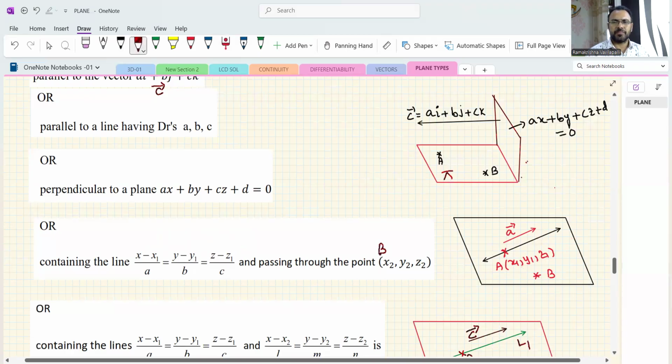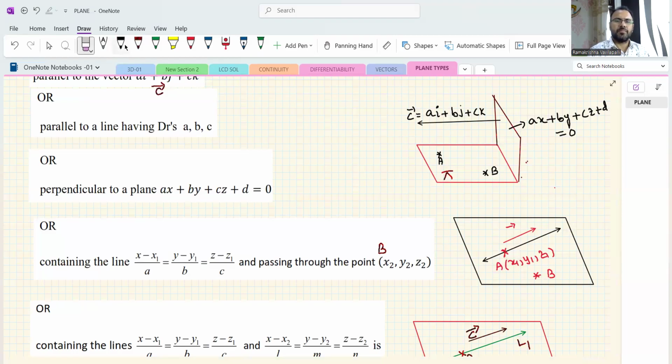This is the point B. And you see that the line is parallel to Ai plus Bj plus Ck. These are the DRs of the line, right? So the line is parallel to that C bar vector. This is the C bar vector, right? So here C bar is equal to Ai plus Bj plus Ck. These all represent the same concept.